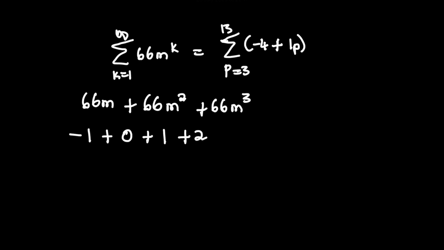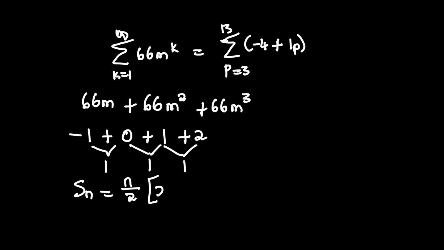So we have to find the first difference of this sequence here. It's going to be 0 minus -1 is 1, then 1 minus 0 is 1, and 2 minus 1 is 1, which means this is an arithmetic sequence. So we have to find the sum of this sequence, which is Sn equals n over 2, bracket 2a plus bracket n minus 1 d, close bracket.